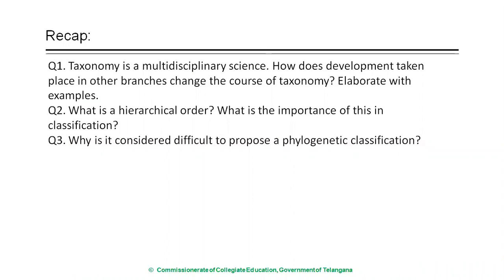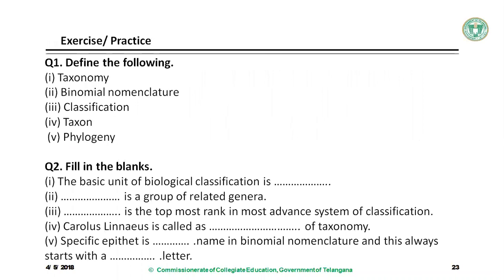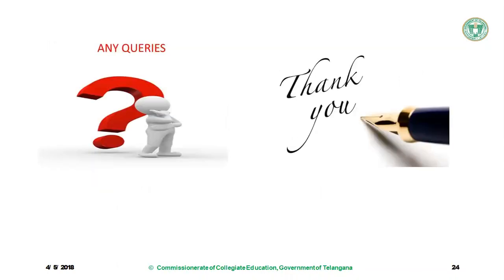Taxonomy is a multidisciplinary science. How does development that has taken place in other branches change the course of taxonomy? Elaborate with examples. What is the hierarchical order? What is its importance in classification? Why is it considered difficult to propose a phylogenetic classification? These are some exercises for the students.